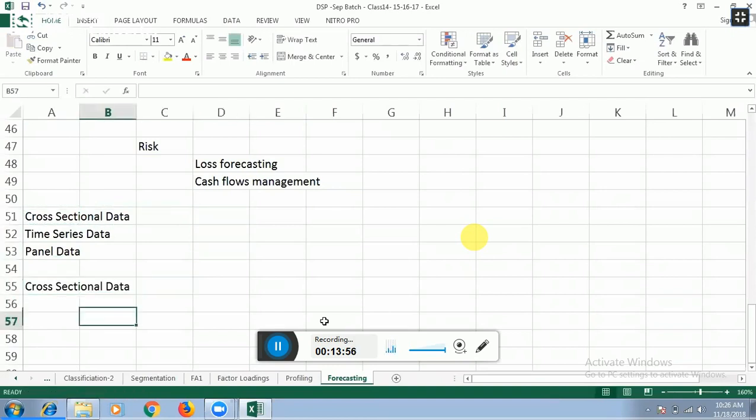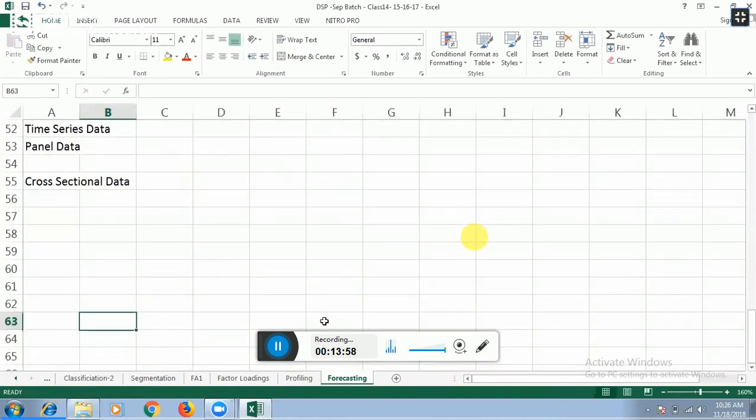So cross-sectional data. Till now, whatever we discussed about regression, classification, segmentation, all the examples we have used cross-sectional data. What does that mean? The time is fixed, and the object in this case varies. What does it mean that time is fixed?